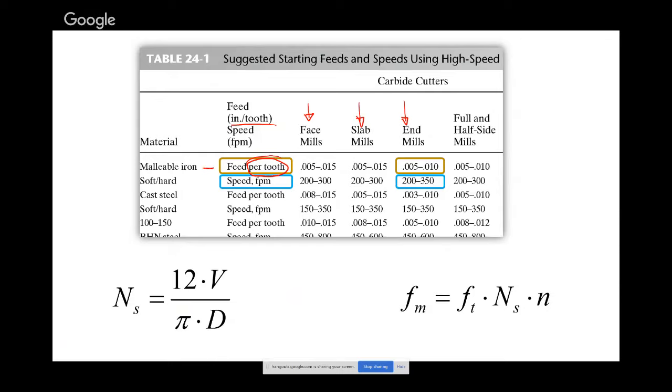Now I've got these colors. Don't think, again, malleable iron and soft hard, cast steel and soft hard. No, it is not that. There is malleable iron that's either soft or hard. The feed information is here. The speed information is here. You've got cast steel, which is either soft or hard. Its feed information is here. Its speed information is here. You just want to go out to whichever column you're interested in: face mills, slab mills, end mills, what have you, and get that information. Both a range per tooth for the feed, and a range for the speed. Typically you'll just pick a number somewhere within that range, and then try it. If you can speed up a little bit more, that's okay. Or if you get some chatter and you need to adjust those parameters, that's okay. But anywhere within this range is a good starting point.